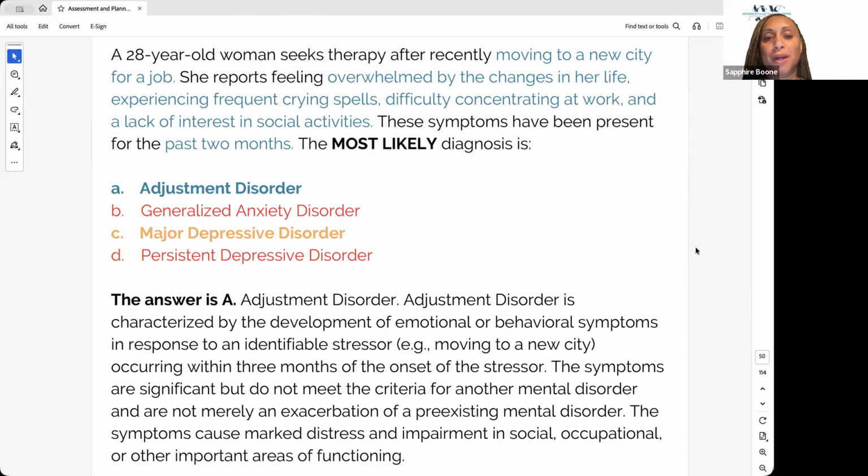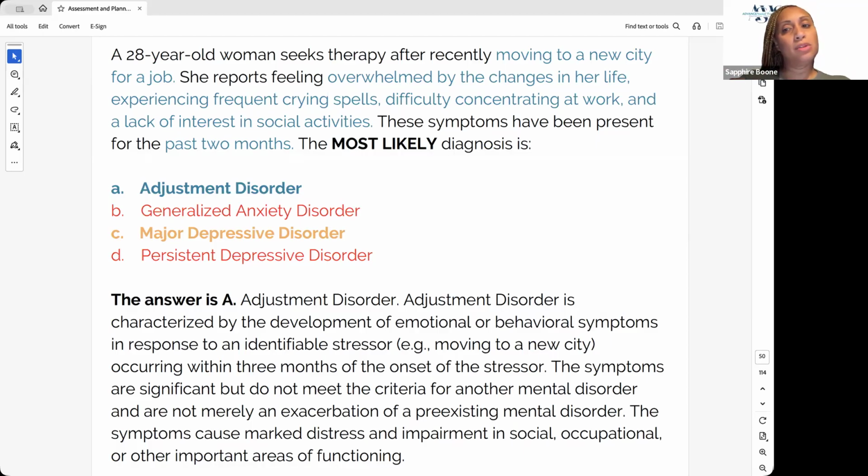Adjustment disorder is characterized by the development... well, we already kind of went over it, but I wanted you to see it. So you see, the woman has moved to a new city for a job, feels overwhelmed by the changes in her life, experiences frequent crying spells, difficulty concentrating at work, and a lack of interest in social activities, but the symptoms have been present for the past 2 months. So the symptoms are significant because of this stressor, right?